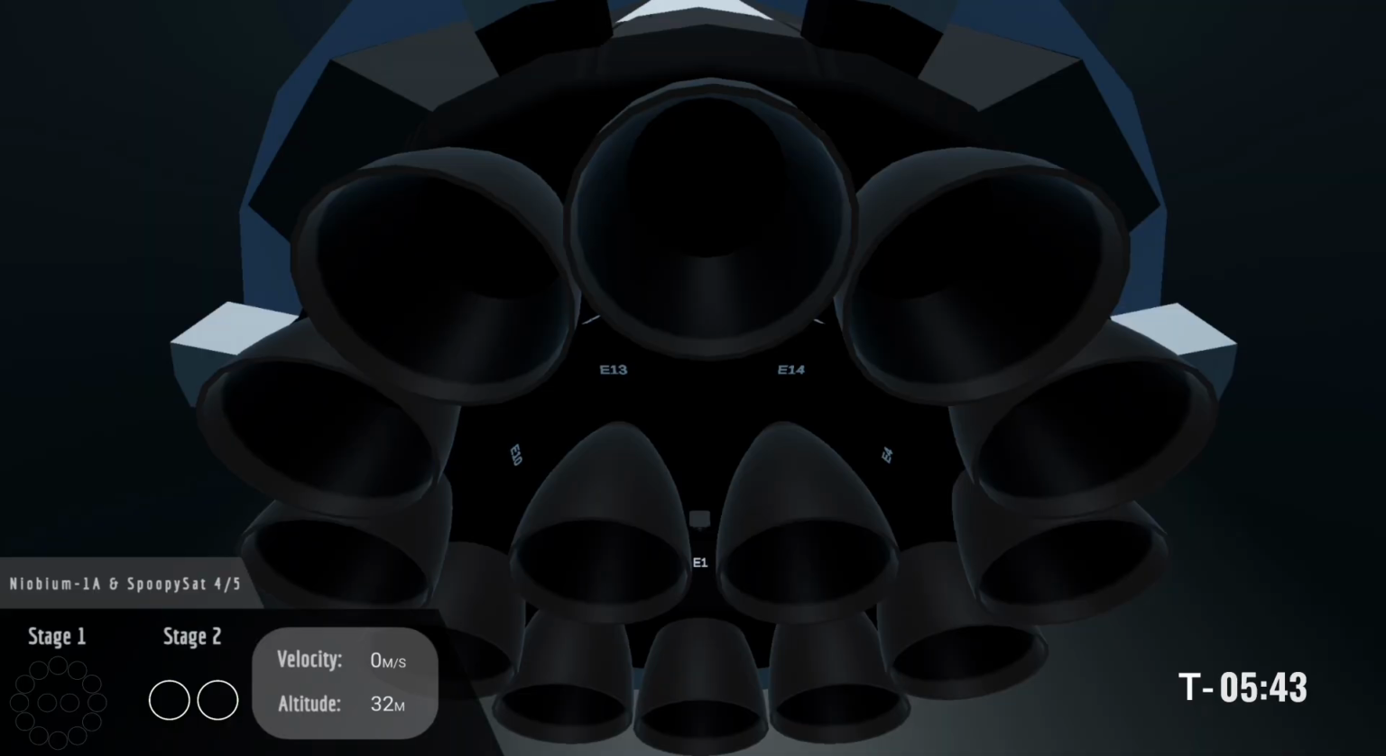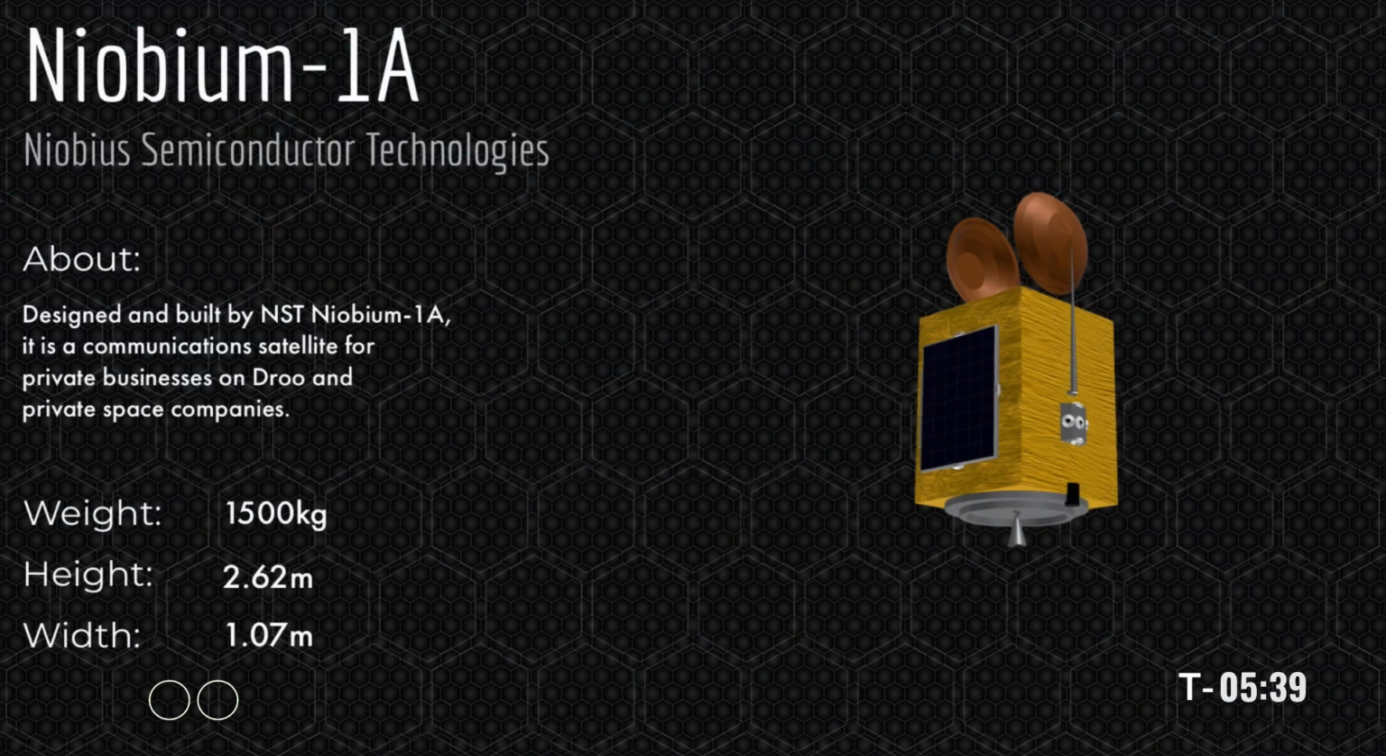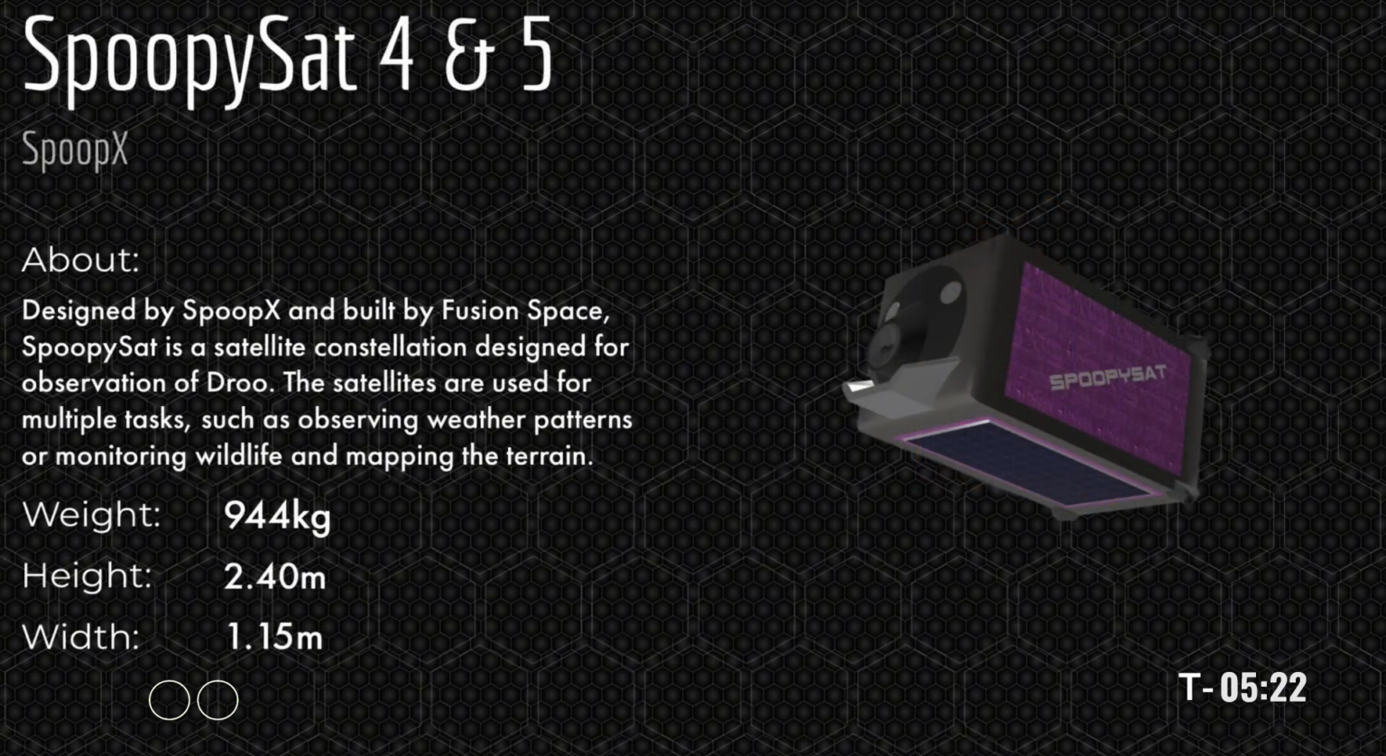We have 4 payloads on board for this mission, so let's take a look at what we have. The primary payload today is Niobium-1A, built by Niobius Semiconductor Technologies. It is a communication satellite made for use by private companies and space companies around Dru. We'll be taking it up to a 300 km orbit at a 37 degree inclination.